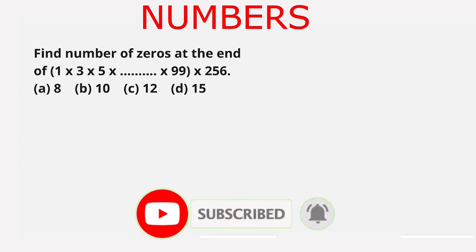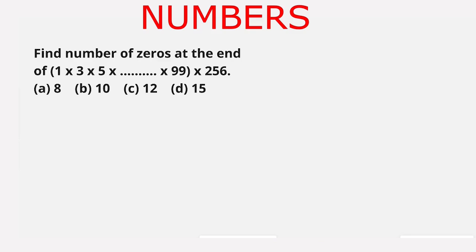We have to find the number of zeros in the given question, and on observing, the question has all alternate numbers in multiplication from 1 to 99, and in multiplication of that we have 256. 256 is nothing else but 2 to the power 8. Now we have to find the number of 5s in 1 multiplied by 3 multiplied by 5 up to 99.